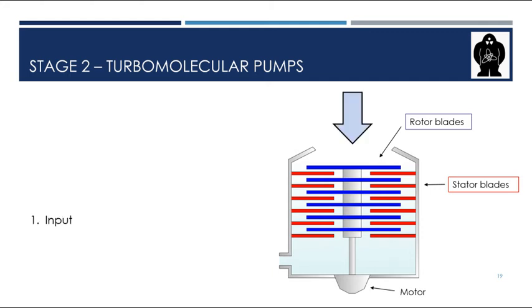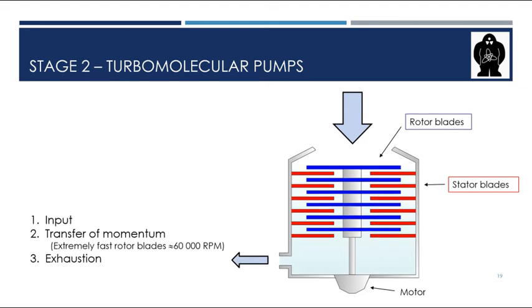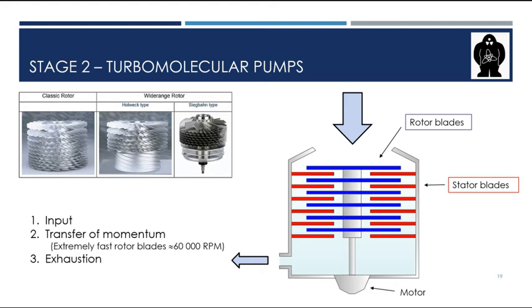When a molecule enters the turbomolecular pump, it is hit by the rotor blades. The blades change the momentum and the trajectory of the molecule, which is sent to the stator blades. This transfer continues until the molecule reaches the bottom of the pump and leaves through the exhaustion port. There are different designs of the turbomolecular pumps, some of which you can see at the upper left corner.